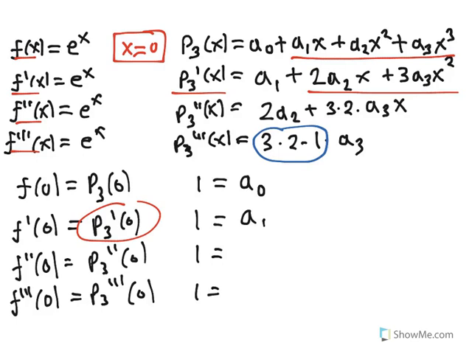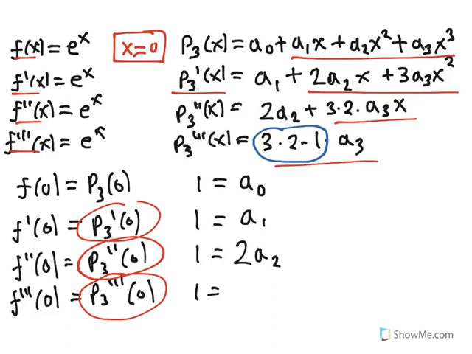And if you do that with the second derivative of the third degree polynomial function, if you evaluate that at 0, you'll just be left with the constant term. And if you look at the third derivative of the third degree polynomial function evaluated at 0, well, there is no term here that has an x in it. That's just a constant term. And that is, of course, 3 times 2 times 1, which is 3 factorial times a sub 3.